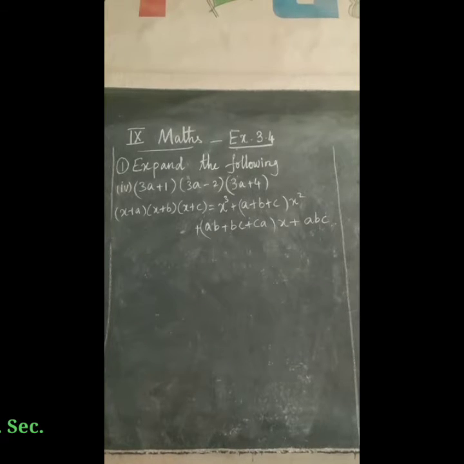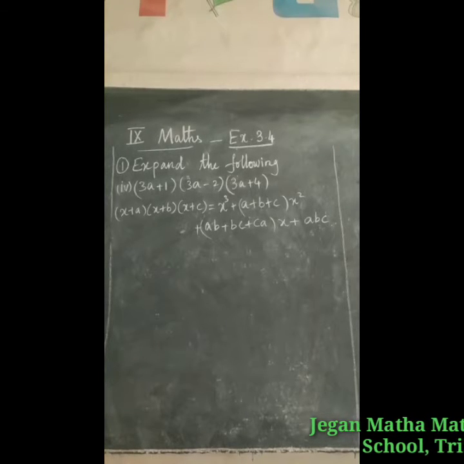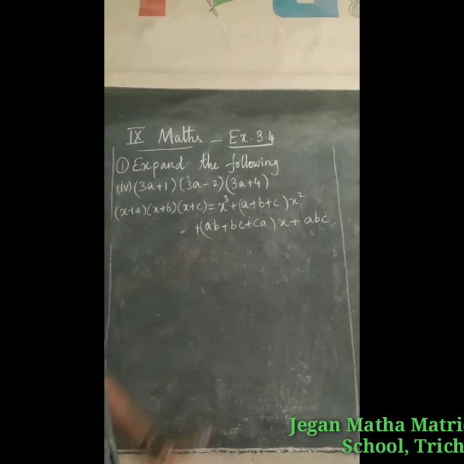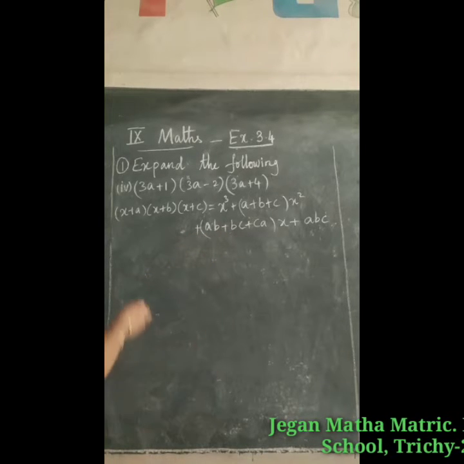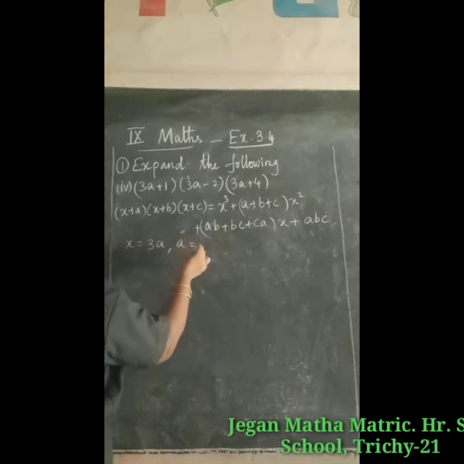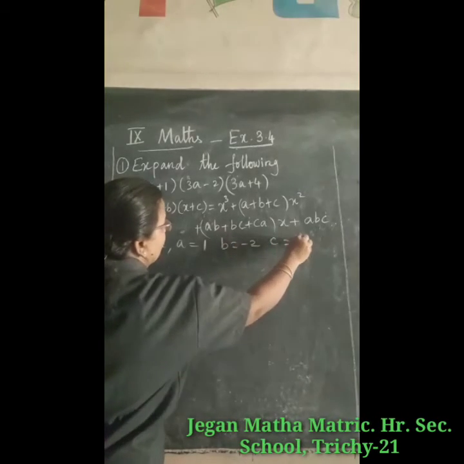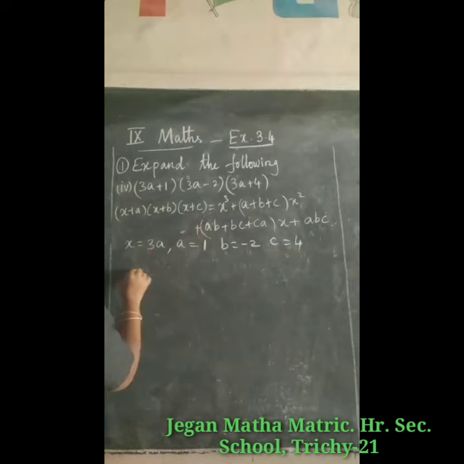Fourth sum, 3a plus 1 into 3a minus 2 into 3a plus 4. So let us compare to this formula. X plus a into x plus b into x plus c is equal to x cube plus a plus b plus c into x squared plus ab plus bc plus ca into x plus abc. So what is x here? 3a. What is a? A is equal to 1 and b is equal to minus 2, c is equal to 4. Now you substitute in this formula.